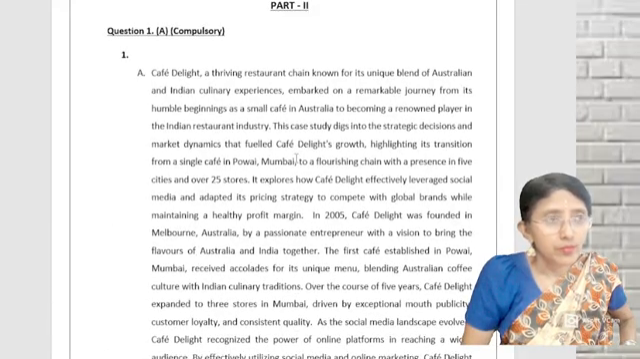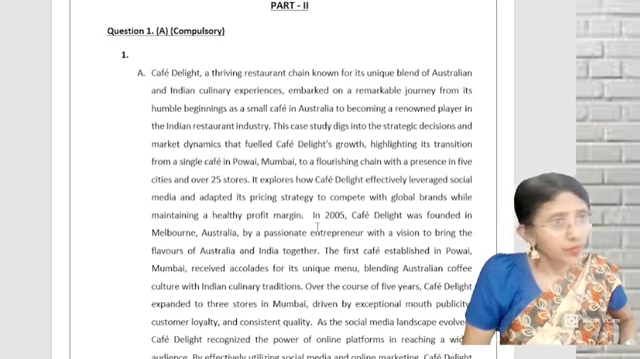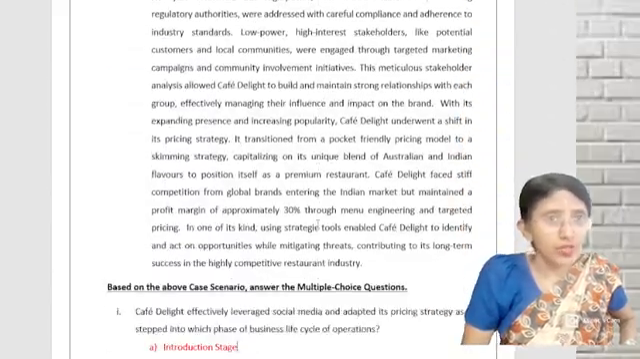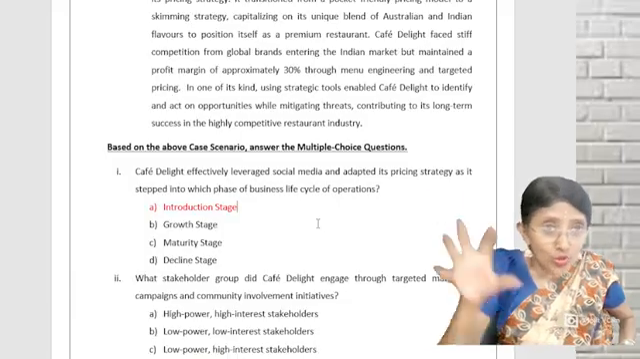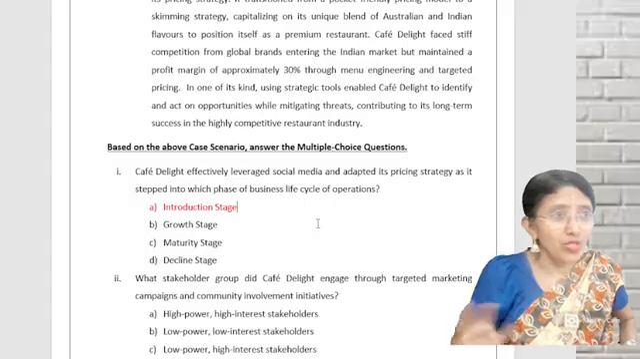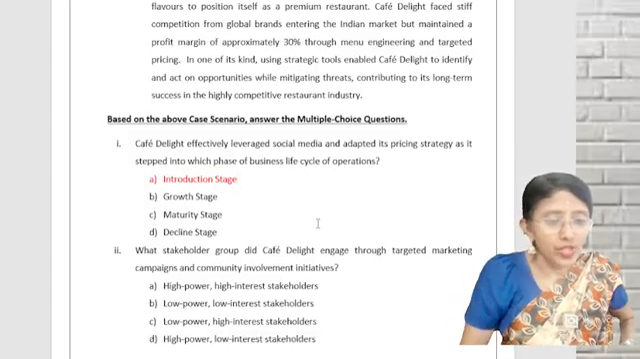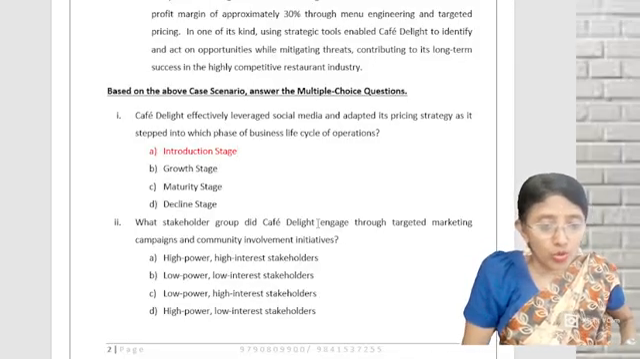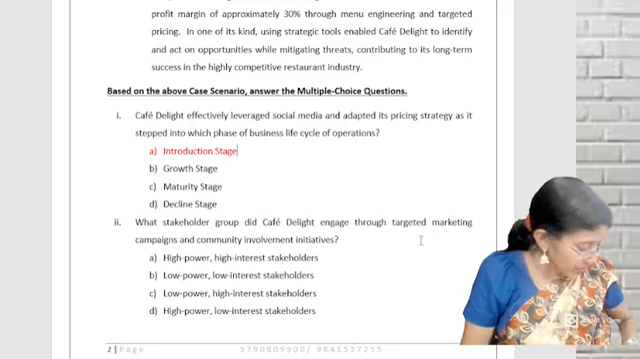It started its remarkable journey from its humble beginning of a small cafe. Not like it just started now and it is growing. So you took it. Yes, it is introduction stage, right? So that is why it is using different varieties of tools to face the competition. Otherwise, it's not an established entity. You get this point? Okay. It's introduction. What stakeholder group did Cafe Delight engage through targeted marketing campaigns and community involvement initiatives?